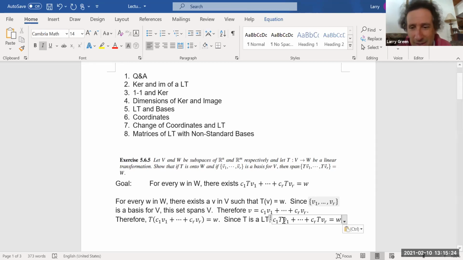Okay. So the span, so therefore, maybe I should write down the conclusion. The span of, always takes a while to type in.